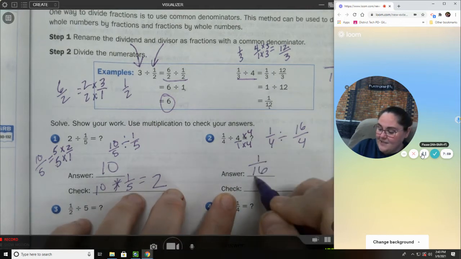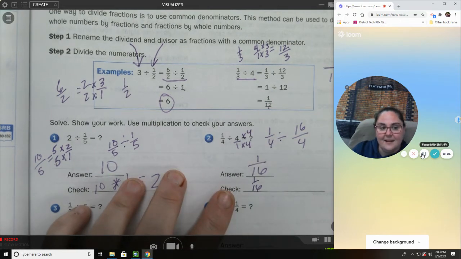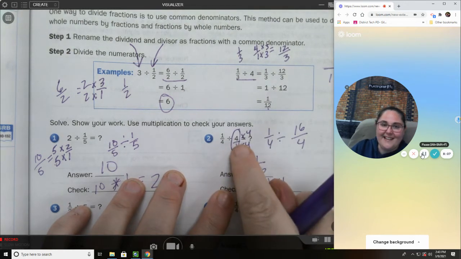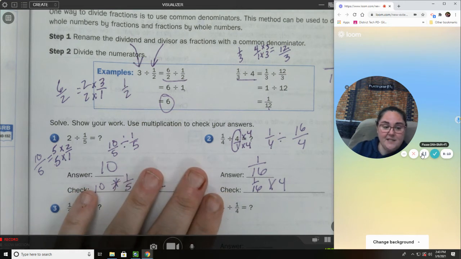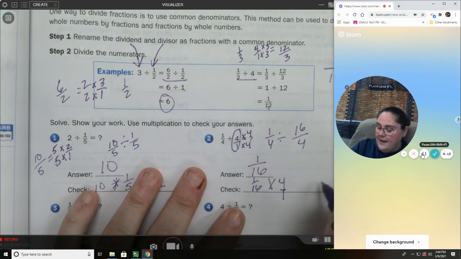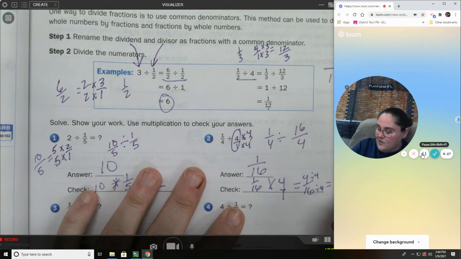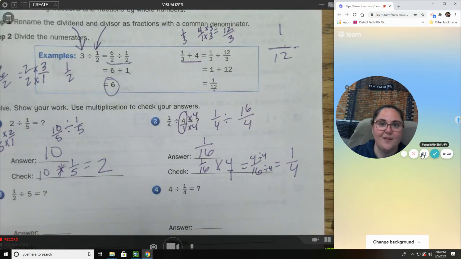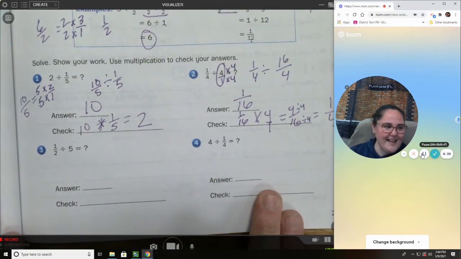Now let's check it. We're going to take this answer, 1/16, and multiply it by this. I'm going to multiply it by 4, the second number. What is 1/16 times 4? Well, 4/1. So my answer would be 4/16. Then divide both by 4, which would be 1/4. Absolutely. So 4/16 is the same as 1/4. There you go.